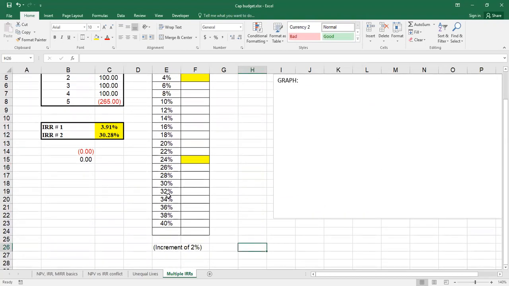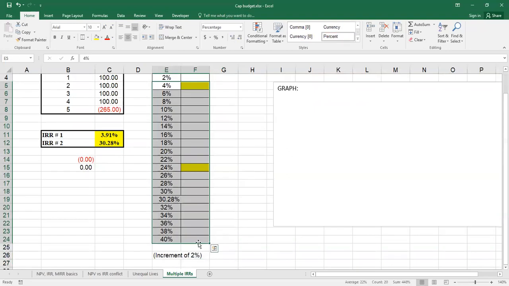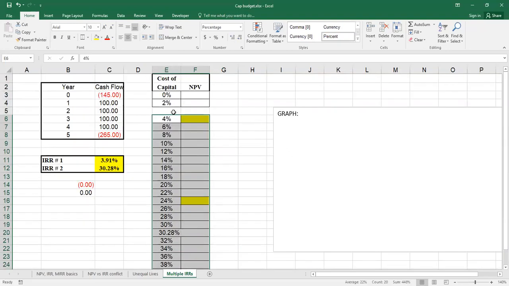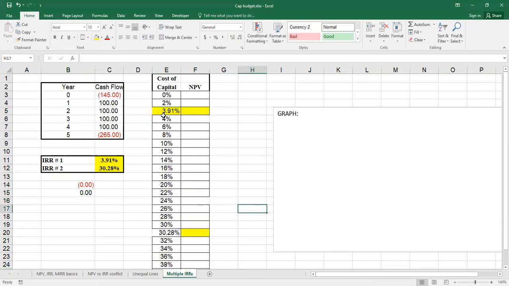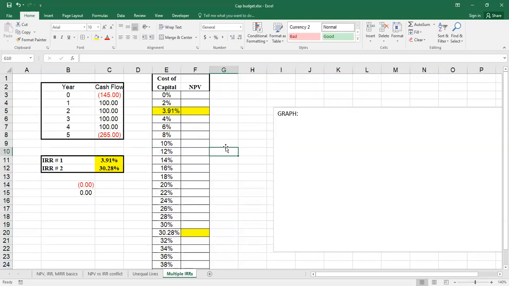30.28. So 30.28 is here between 30 and 32. So ibaba natin to. Okay, is equal to this one. Sorry, may kulang pa tayo. Ipasok din natin si 3.91. Ipasok natin dito. Sinama ko dito, in-insert ko yung IRR natin na dalawa.